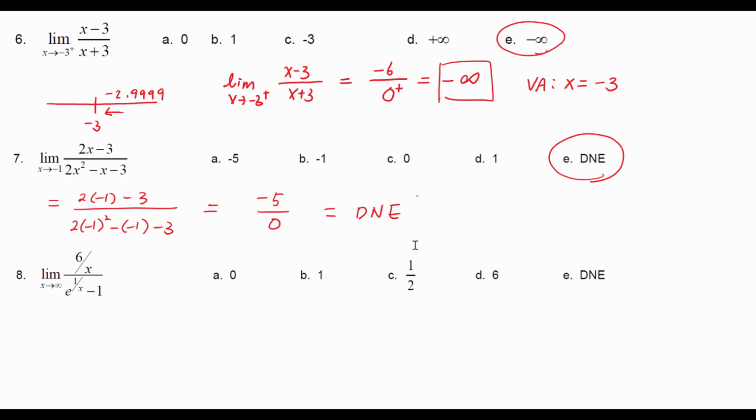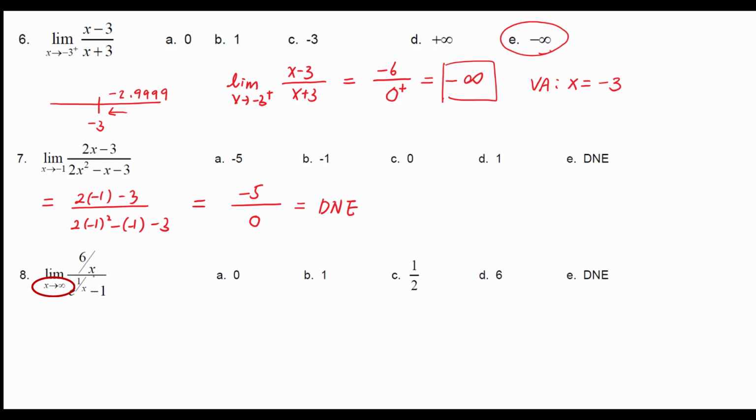Number 8. Limit as x approaches infinity of 6 over x over e to the 1 over x power minus 1. So what happens as x approaches infinity? 6 over x approaches 0. And also, as x approaches infinity, 1 over x approaches 0, and e to the 0 is 1, and 1 minus 1 is 0. So I do have 0 over 0 here.